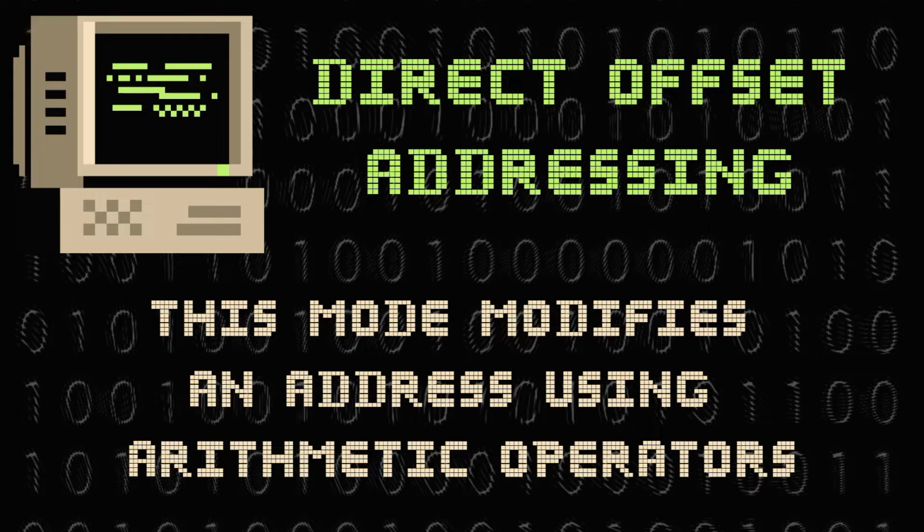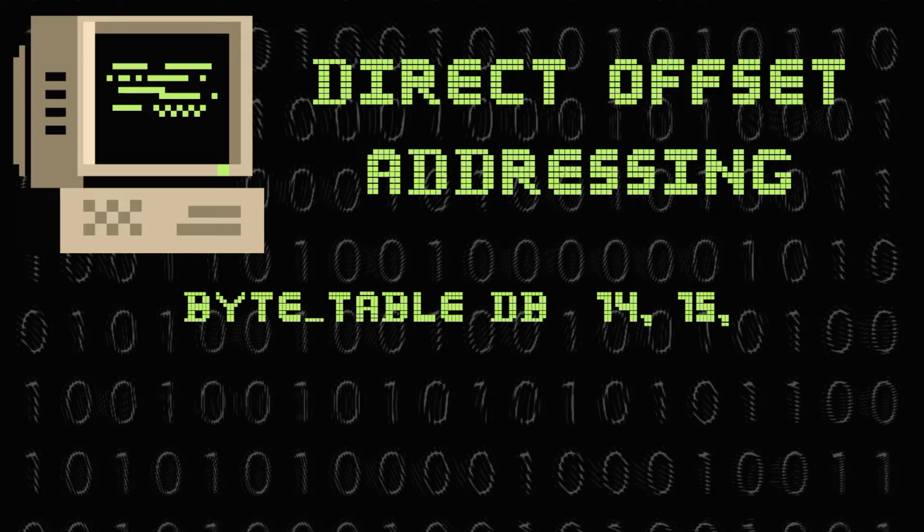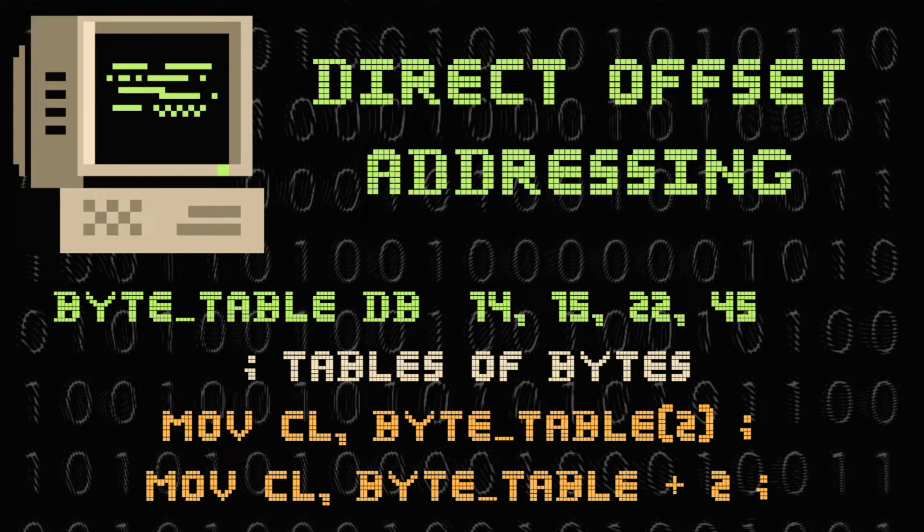Another addressing mode is direct offset addressing. This mode modifies an address using arithmetic operators, and it's commonly used when working with tables of data. So let's say we have a table called byte_table defined as db 14, 15, 22, and 45. To access the elements of this table, we can use instructions like move cl, byte_table[2] in square brackets, or move cl, byte_table + 2. Both are correct. These instructions retrieve the third element of the byte table.